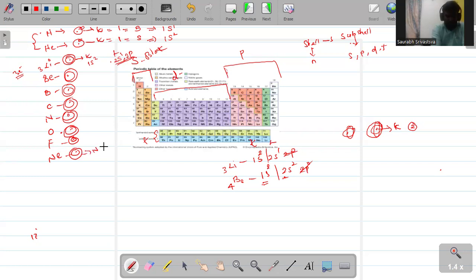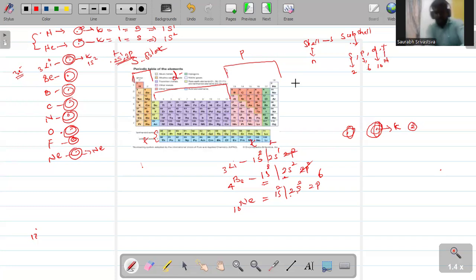Next, if you want to write neon, atomic number 10, I'm going directly to neon. Neon is 1s2, then 2s and 2p. Why? Because 2 subshells are there in the L shell, so that's why we write 2s and 2p. Here 2 electrons and here 6 electrons. So here itself you can remember: S subshell will accommodate 2 electrons, P subshell 6 electrons, D subshell 10 electrons, and F subshell accommodates 14 electrons.